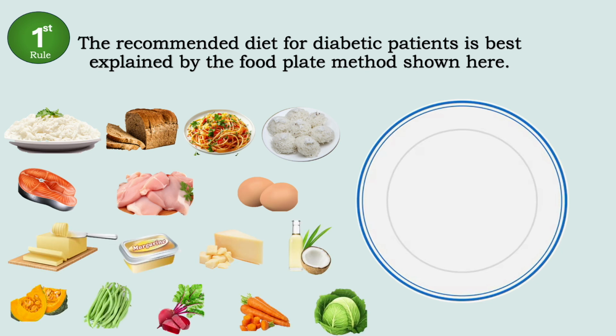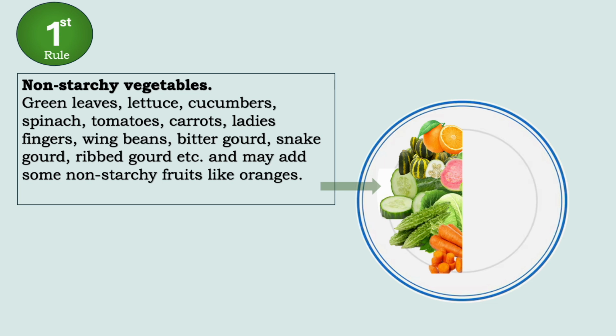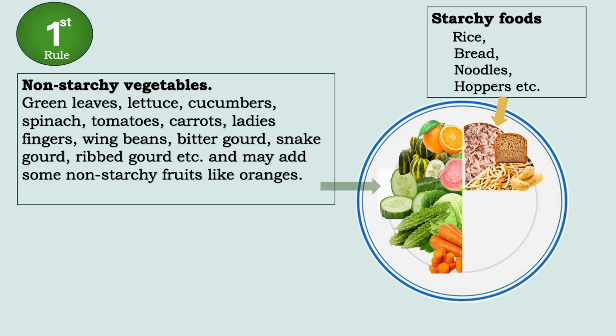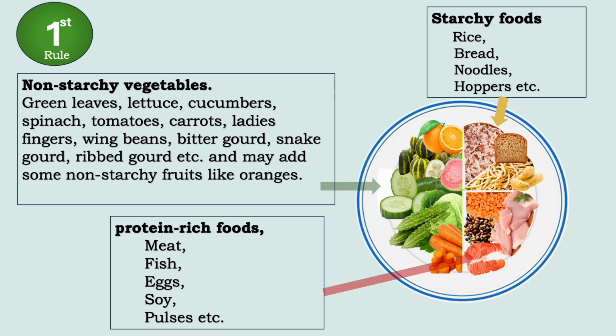For patients with diabetes, fill half the plate with non-starchy vegetables such as green leaves, lettuce, cucumbers, spinach, tomatoes, carrots, lady's fingers, wing beans, bitter gourd, snake gourd, ribbed gourd etc. and may add some non-starchy fruits like oranges. Fill a quarter of the plate with starchy foods such as rice, bread, noodles, hoppers, string hoppers, etc. Fill the rest with protein-rich foods such as meat, fish, eggs, soy, pulses etc.